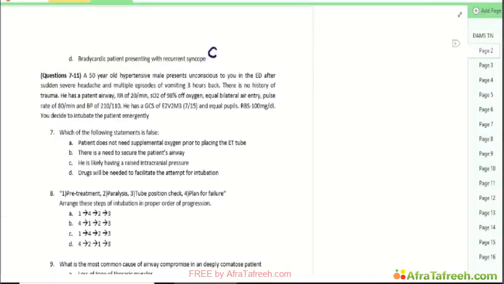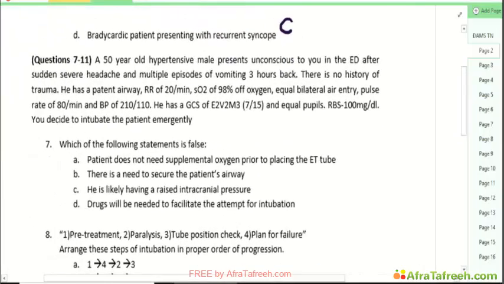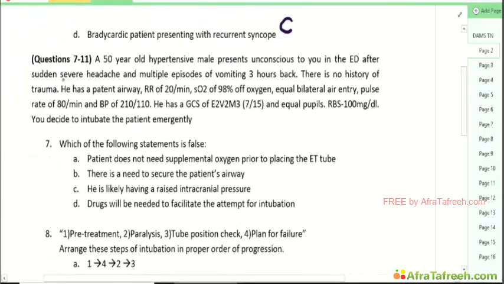So this is the case scenario. A 50-year-old hypertensive male presents unconscious to you in the ED after sudden severe headache and multiple episodes of vomiting 3 hours back, only 3 hours back. So quite an acute presentation. It's an elderly hypertensive male. There's no history of trauma, which is important. He has a patent airway, so you go by the ABC approach.